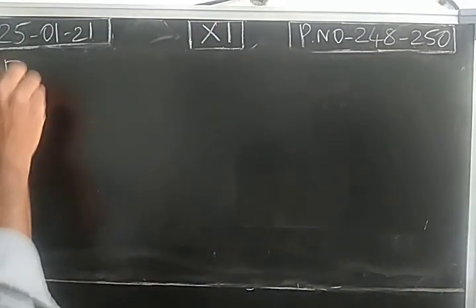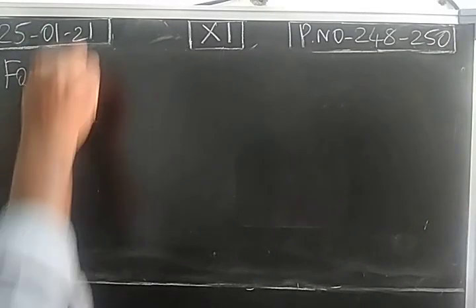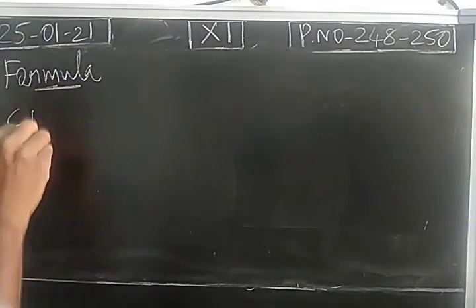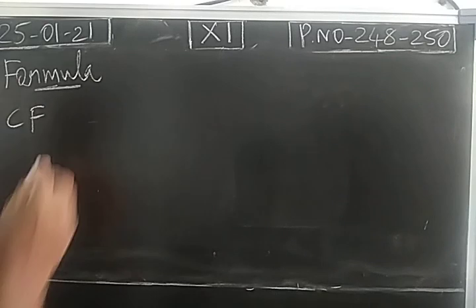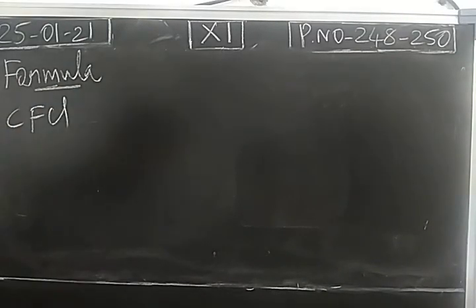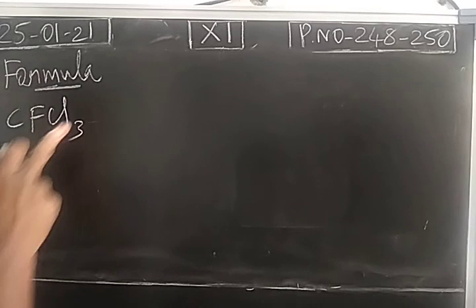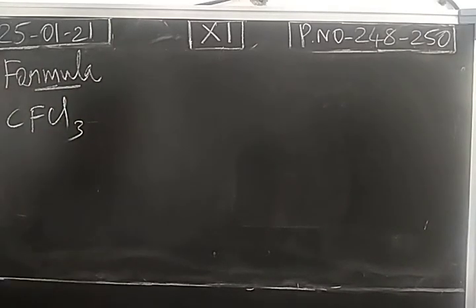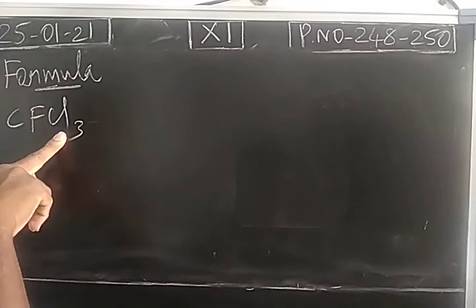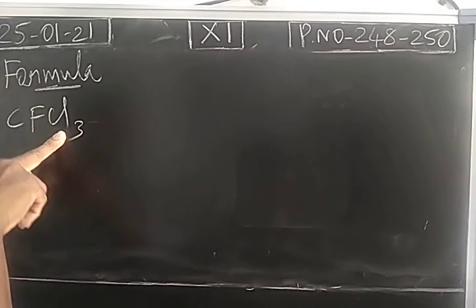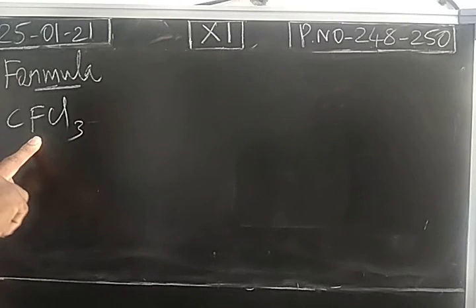Formula of the compound: CFCl3. So this is a chlorofluorocarbon. This is obtained from methane. Four hydrogen atoms are replaced by four halogen atoms. One hydrogen is replaced by fluorine. The remaining three hydrogen atoms are replaced by chlorine. So this is a chlorofluoro derivative of methane. Simply we call it freon.